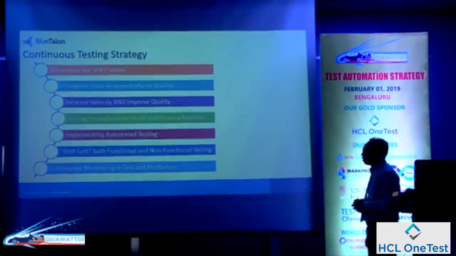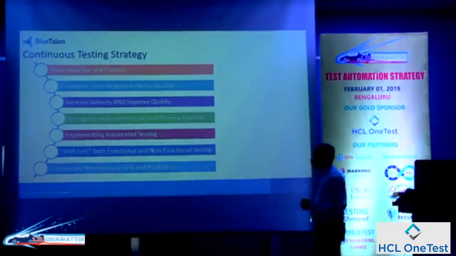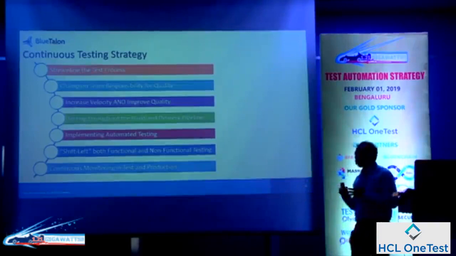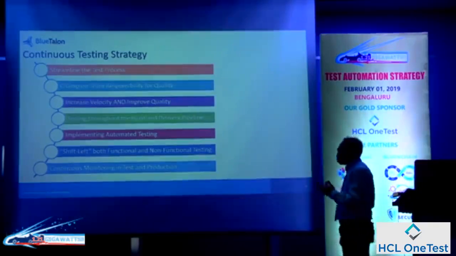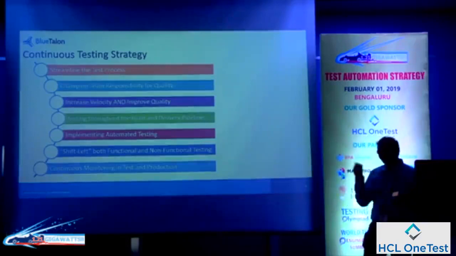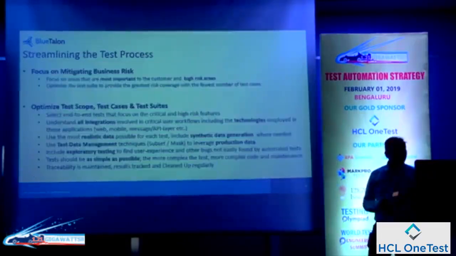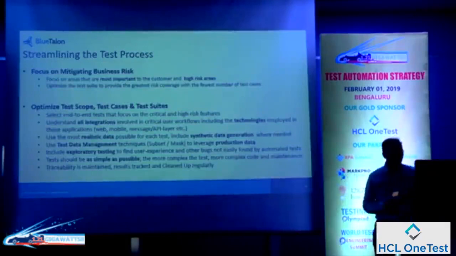We talked about implementing automation testing. Of course, that's a key, without which nothing can happen. Shift left, not just functional testing, but of course non-functional testing also. How can we move it up in the cycle, right? That's also a key thing. Then continuous monitoring, in test as well as production. How can that help continuous testing and improvement? We'll talk about it. A little bit intense content, but I'll just talk about some of the highlights here.